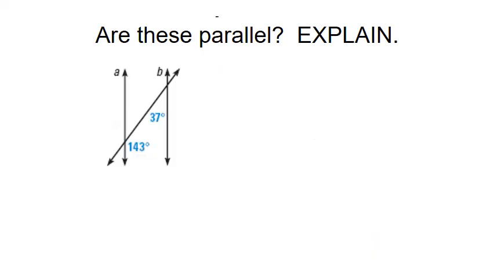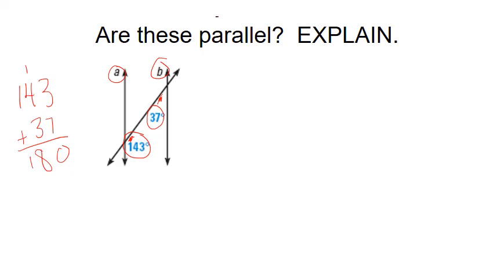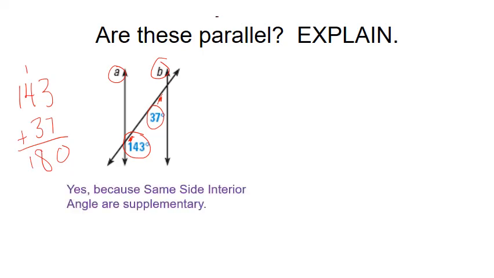So let's take a look at an example with some actual numbers in it rather than just congruent symbols. We have an angle measure of 143 and an angle measure of 37 for this angle and this angle. These two angles are same side interior, or consecutive interior, right? So if they add up to 180 degrees, then we should know that our lines A and B are parallel. So let's see if they add up to 180. 143 plus 37 is 180. Yes, it is. So these lines are in fact parallel because the same side interior angles are supplementary.